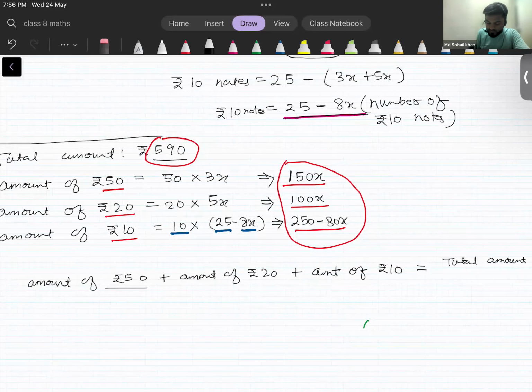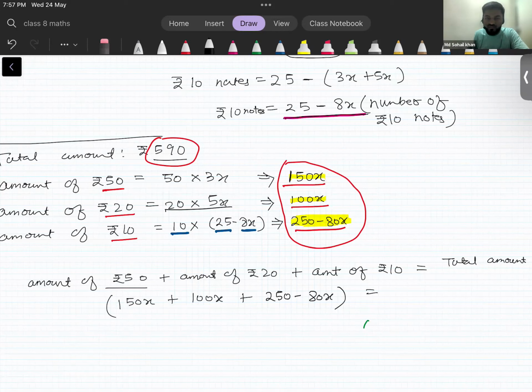So the amount of rupees 50 given here is 150x. What about amount of rupees 20 we calculated? 100x, not 100. It is 100x. And what about amount of rupees 10 notes? 250 minus 80x. Now if you add these three amounts, it should be equal to the total amount. What is the total amount given in the question? 590. It is rupees 590. Now solve this.